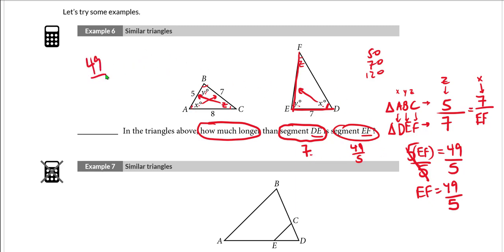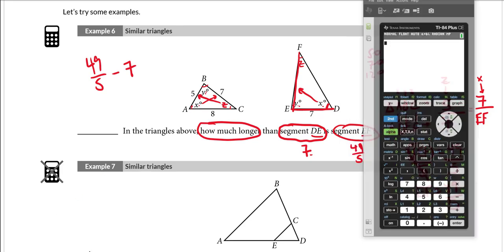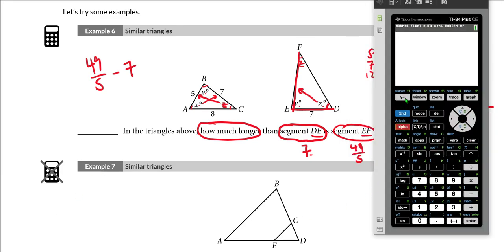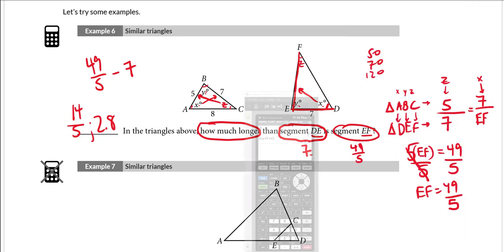I'm going to write this over here. 49 over 5 minus 7. Could I find a common denominator here and do this in my head? Sure, I could, but I'm allowed to use the calculator, so I'm going to do it that way to save some brain power. So I'm going to do 49 over 5, and then subtract the 7, and I'm going to get 14 over 5. So that is the difference in length, 14 over 5. If I want to convert that to a decimal, I can do so. It's 2.8. So if this were, say, a grid-in, either one of those responses would suffice.